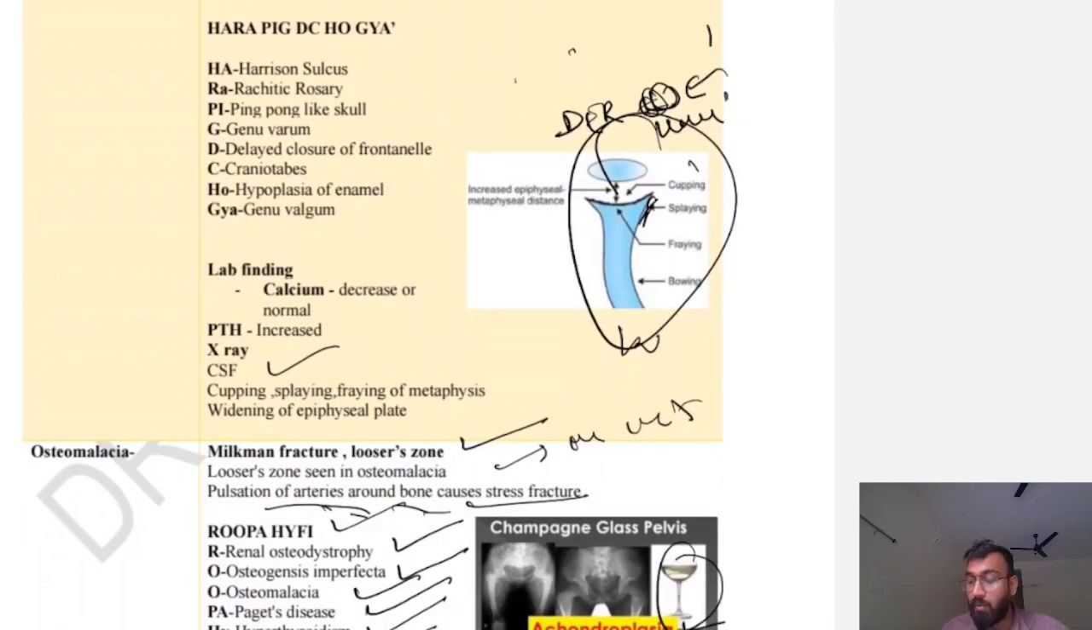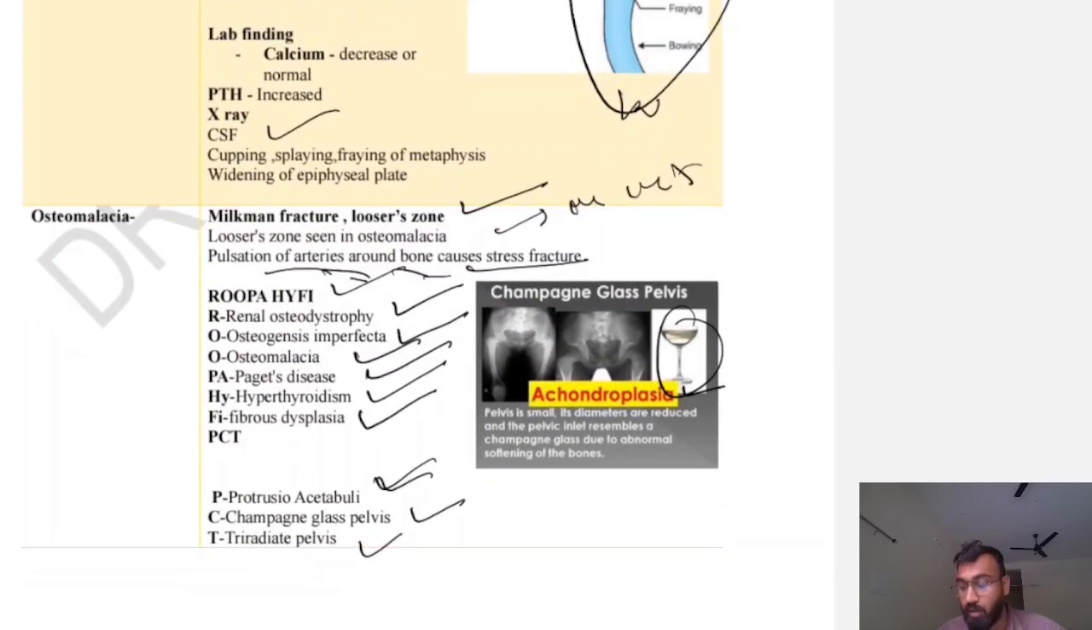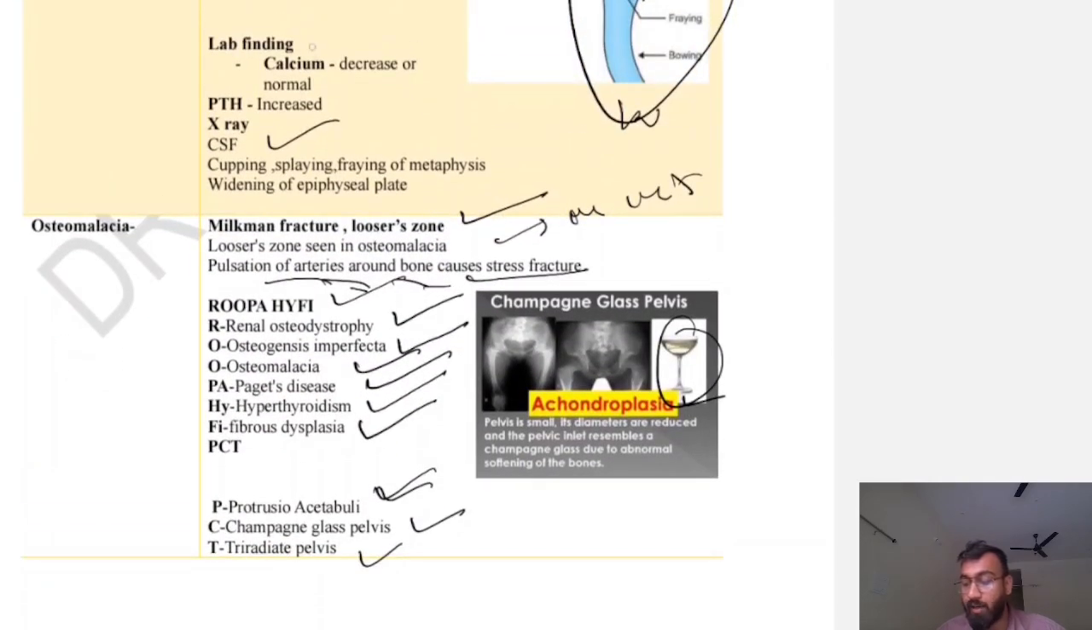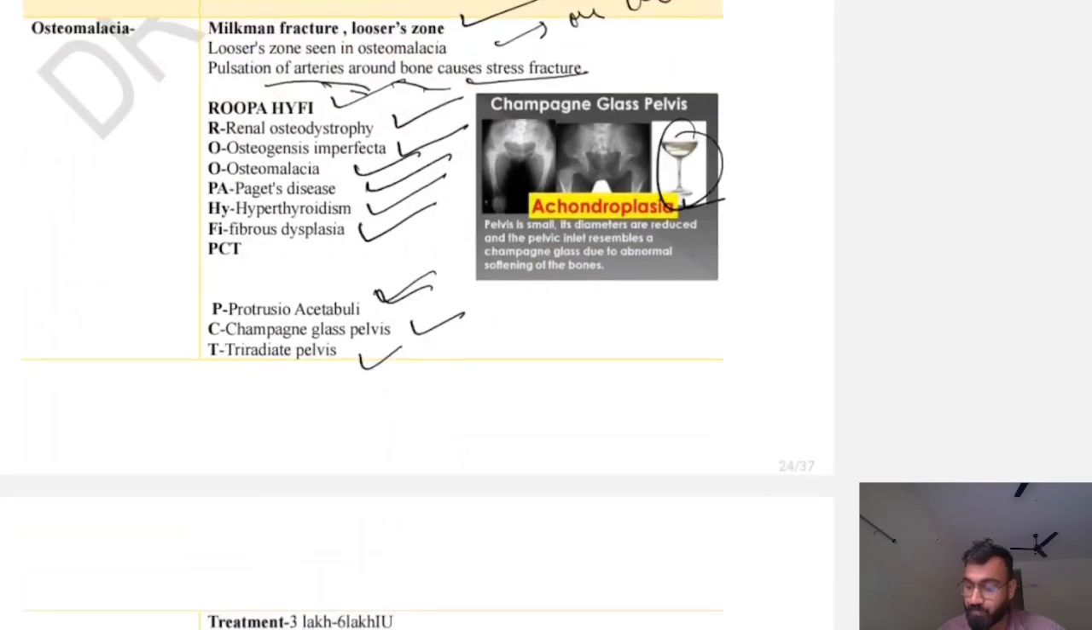Okay, and how can you remember this? You will find all the clinical features and every detail in this mnemonic. Harrison sulcus, rickety rosary, ping pong like skull, genu varum, delayed closure of fontanelle, craniotabes, hypoplasia of enamel, and genu valgum. So lab findings, you will find calcium decreased or normal. I have explained why it is normal, because it causes the reflex release of parathyroid hormone. So parathyroid hormone maintains the calcium.